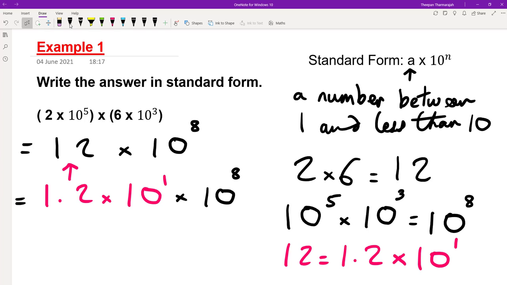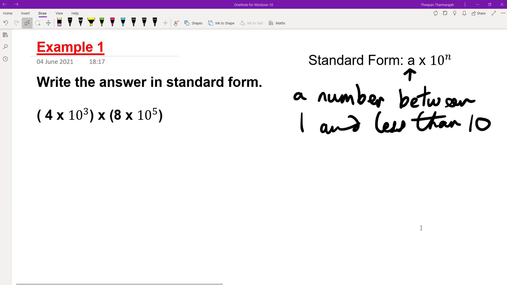So now we get 1.2 times 10. Don't forget now to add the powers. 1 plus 8 is 9, so the final solution will be 1.2 times 10 to the power of 9. Here's a question for you to try. You can pause the video, and when you're done, I will go through my worked solution.